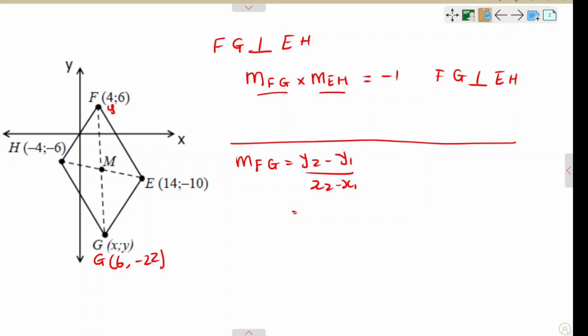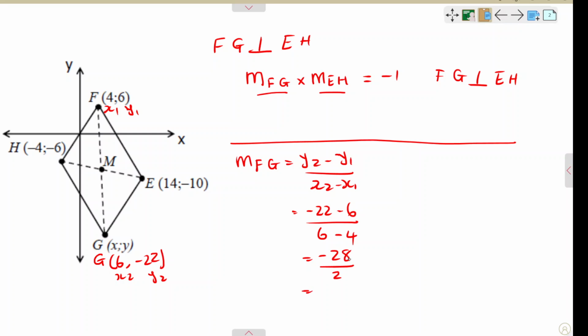This is x1. I'll take this as x2. This is y1. I'll take this as y2. So y2 now is -22, minus y1, which is 6, over x2, which is 6, minus x1, which is 4. So -22 minus 6 gives us -28, over 6 minus 4, which gives us 2.